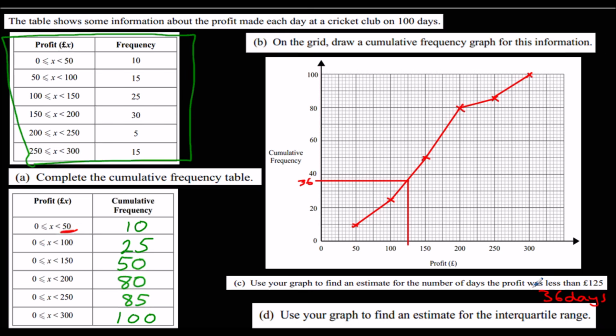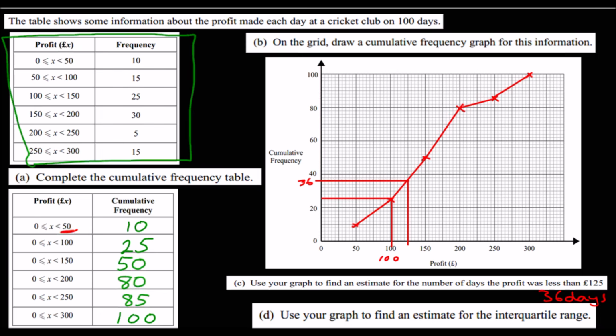D says use your graph to find an estimate for the interquartile range. So we've got 100 days. If we wanted the median, we'd go from the 50th day down and read off the profit. So we'd say the median is 150. For quarters, we split the data into quarters. So the lower quartile is at 25. So 25 along to the graph and down, which gives us 100. So the lower quartile is 100.